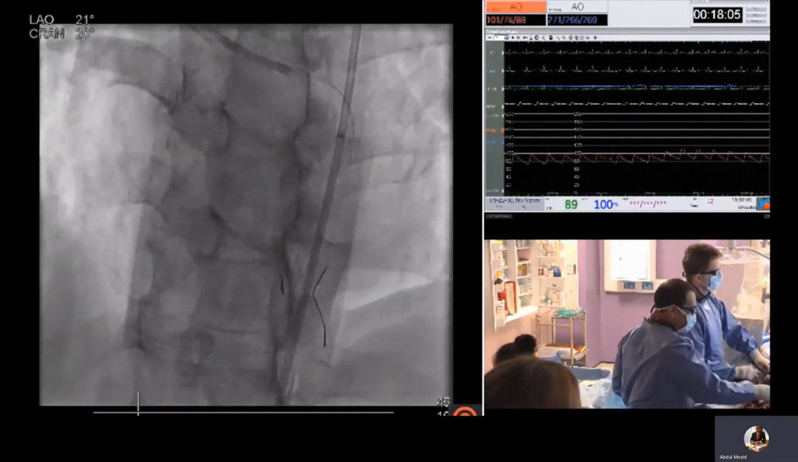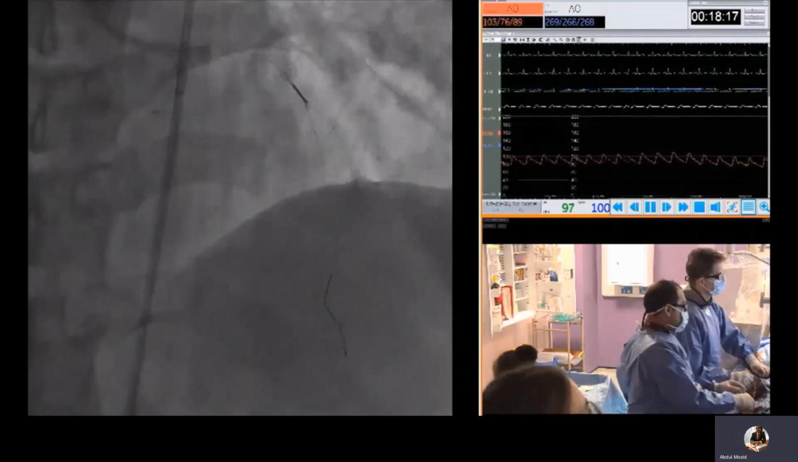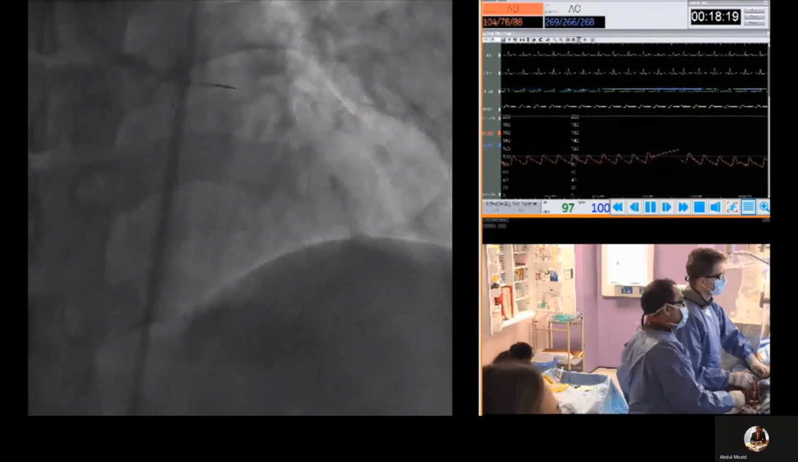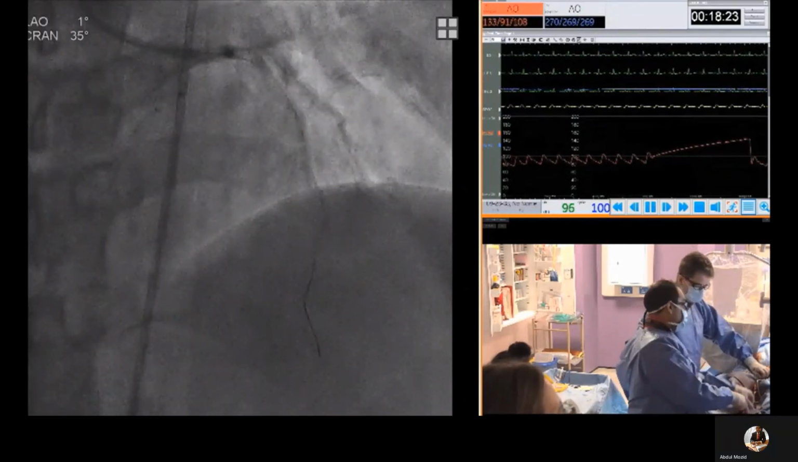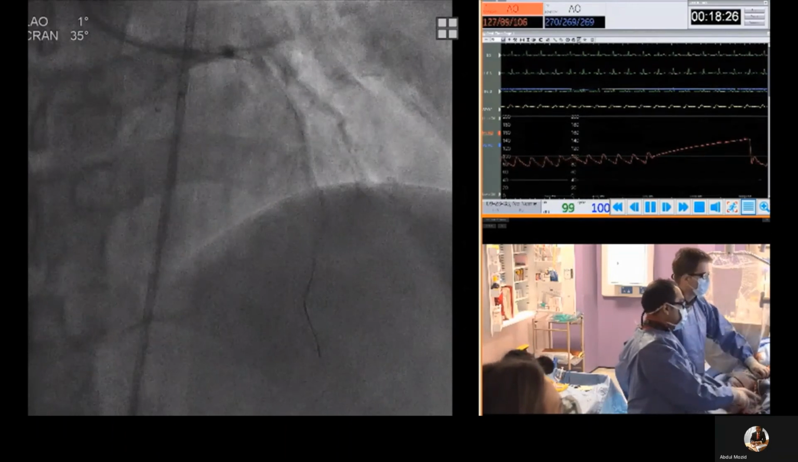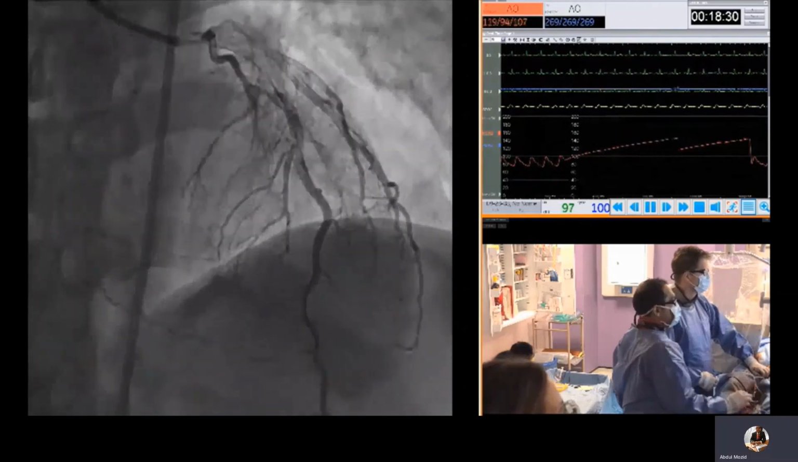We then take a picture of the left coronary system to ensure there's not been any damage to the collateral. And this is the reassuring angiogram of the left coronary artery.